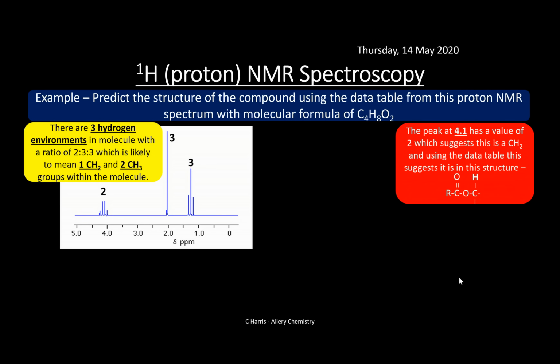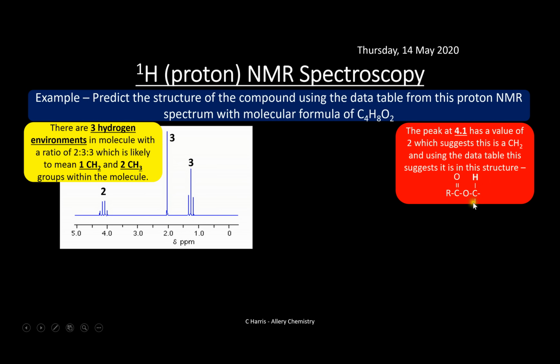So this is what we think it could be. We have a peak at 4.1, which is this one here, over on the far left hand side. The peak at 4.1 has a value of 2, and this suggests a CH2. If we use the data table that you've got in your data sheet, this suggests this type of structure. So we have that H there, bonded to a carbon, of course, but this carbon is actually bonded to an oxygen, and then next to it is a carbon with a double bond O.